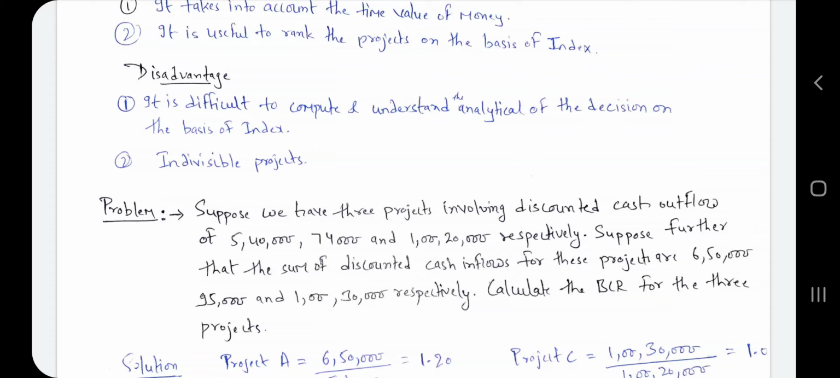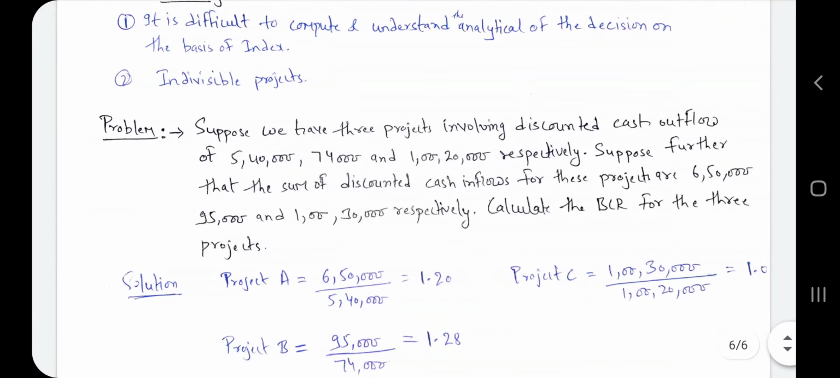Here the outflow is 5,40,000, and for that the inflow is 6,50,000. So for project A, 6,50,000 divided by 5,40,000, we get 1.20. Project B is 1.28 and project C is 1. So in these three projects, which project is better for us? That is project B, because it gives the best return per rupee.